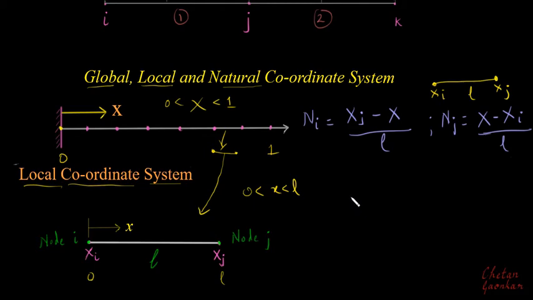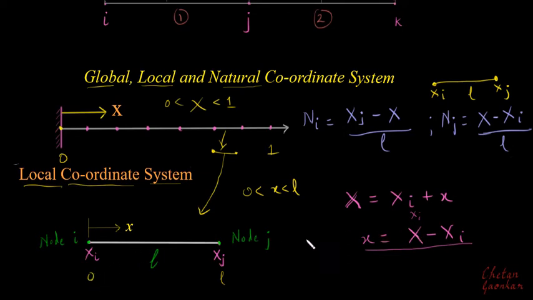can be given as capital X is equal to xi plus small x. So this capital X becomes equal to xi plus x. This is the relation between the global and local coordinate system. And from here, if I want to find the value of small x, then that will be equal to capital X minus xi. Now you can see that whenever X is equal to xi, xi minus xi will become 0, and small x we get as 0.